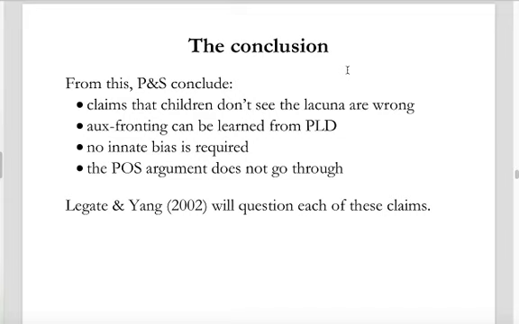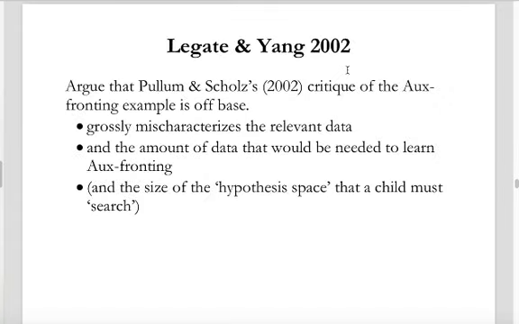Then come Legate and Yang, and they will question all of these conclusions of Pullum and Scholz. And we'll see how in a moment. So first, they're going to argue that Pullum and Scholz's critique of this auxiliary fronting example is off base. They also complain about the tone of the paper and such, but I'm going to focus on their substantive arguments. It seems very clear that these sets of authors do not like each other, but that's really not the interesting part here. There is an interesting actual discussion of the poverty of the stimulus argument here.